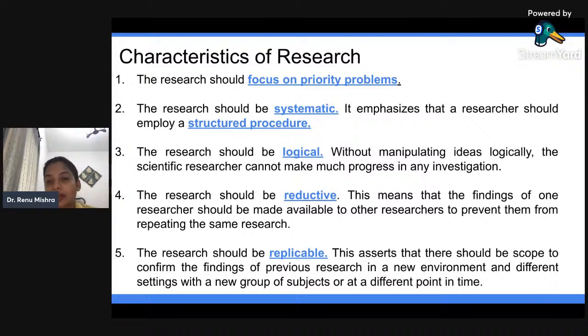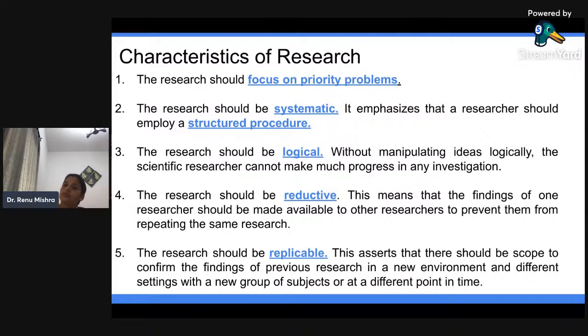Then we say that research is reductive. That means the findings of one researcher should be made available to another, so that there is no repetition. When I say there is no repetition, if you and me, or your colleagues or peers, are working on similar problems or similar aspects, or your findings are similar to mine because you have literally replicated the work, then there is no contribution. Research is supposed to contribute.